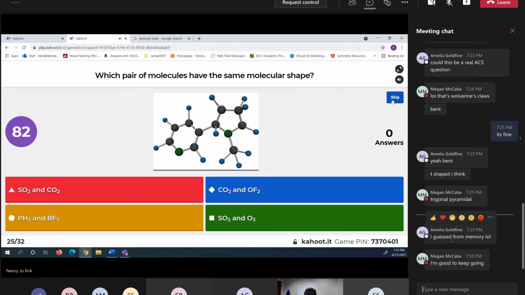Can you tell us which pair of molecules? This would be a Lewis structure one. You can almost guess on this one if you know just a couple of things.